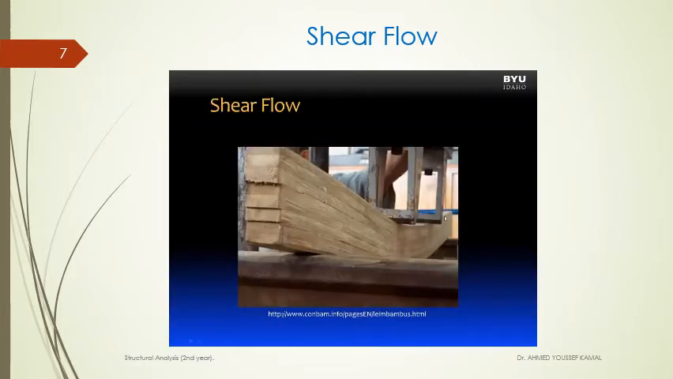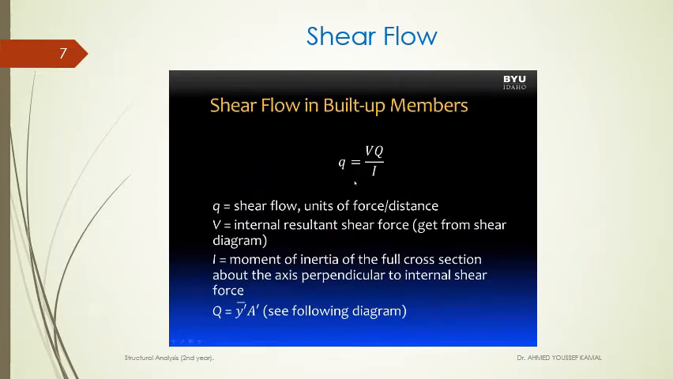Here's a beam made of wood laminates that is being tested in bending, and we can see failure at the ends of the beam as a result of shear flow. This type of beam is called a built-up beam, and we can calculate the magnitude of the shear flow between the built-up sections of the beam. And we will use this equation, the shear flow equation, to do that.